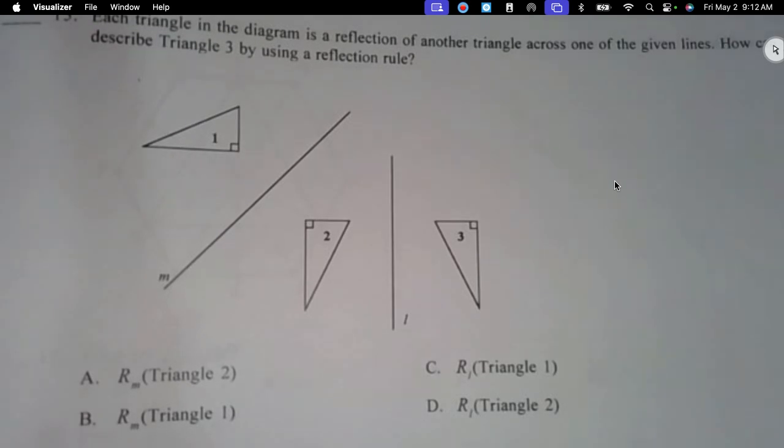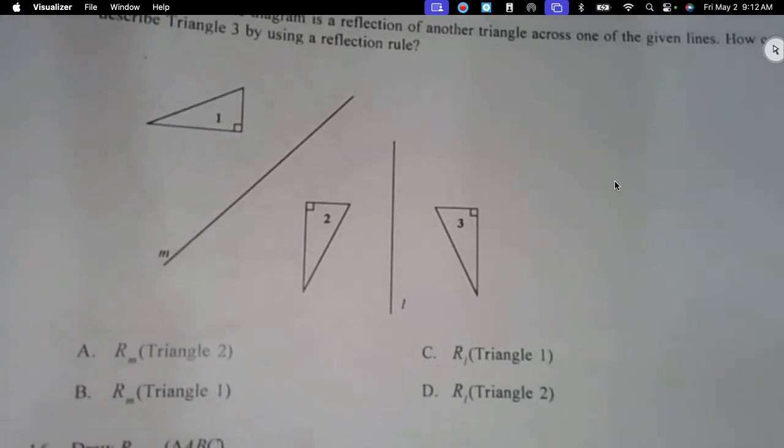Number 15, it says, here you have some triangles. How can you describe triangle 3 by reflection rule? So how did I get to triangle 3? Okay, a reflection across L, so it's going to be this one or this one. And what triangle did I start with? Triangle 2. So I flipped triangle 2 across L.